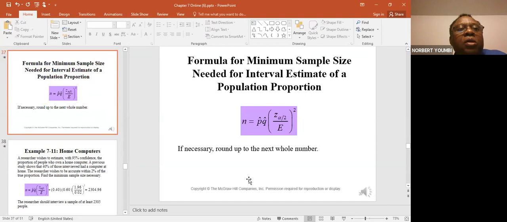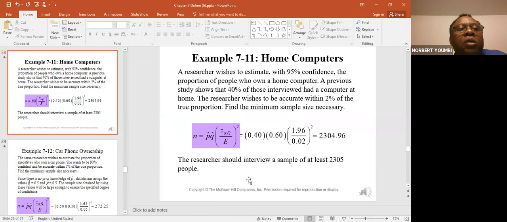As we did for the mean, when we are using the z distribution, we can compute the minimum sample size for proportion. The formula for the minimum sample size is n equals p q times z alpha over 2 divided by e, squared. Here we will have two cases. The first case is when a sample proportion is given. When a sample proportion is given, we use it to find the minimum sample size.